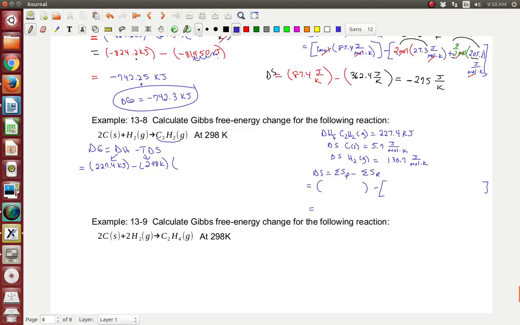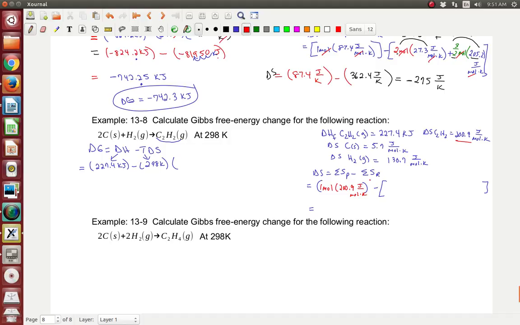Delta S is the sum of the products minus the sum of the reactants. The product is C2H2, so I looked up C2H2. Oh, I didn't. I need to find it real quick. All right, there it is. I have it. It is 200.9, and it's 1 mole. So 1 mole times 200.9 joules per mole Kelvin.